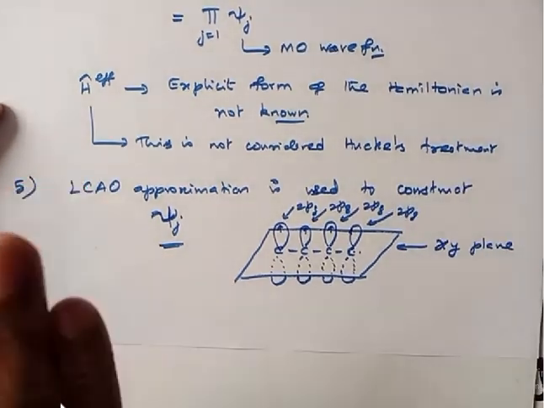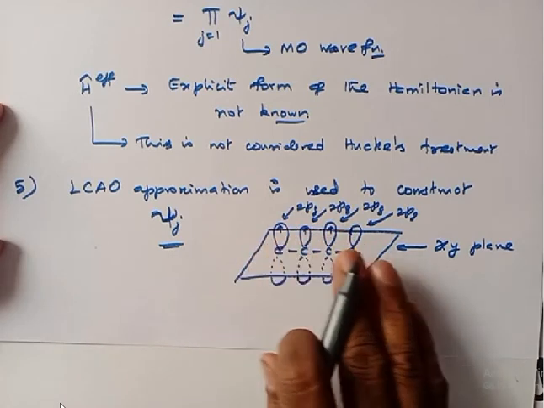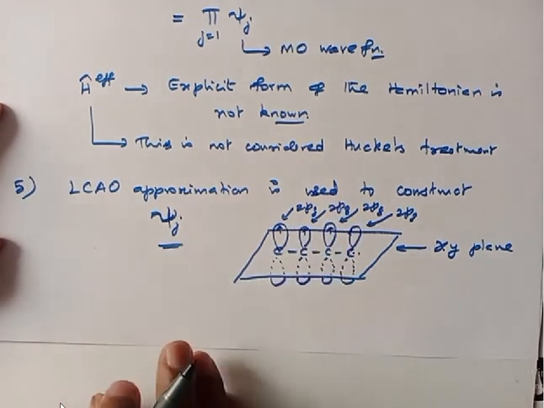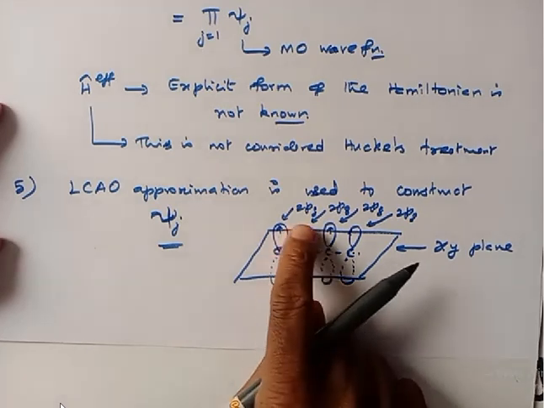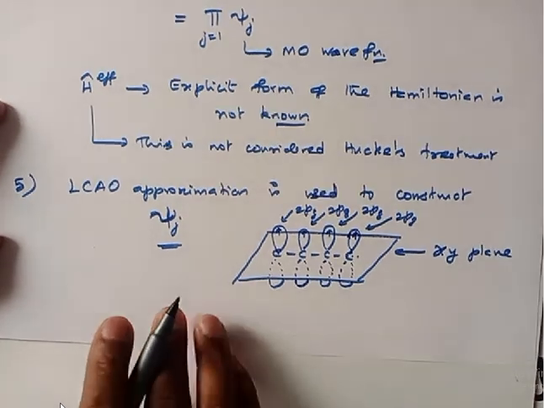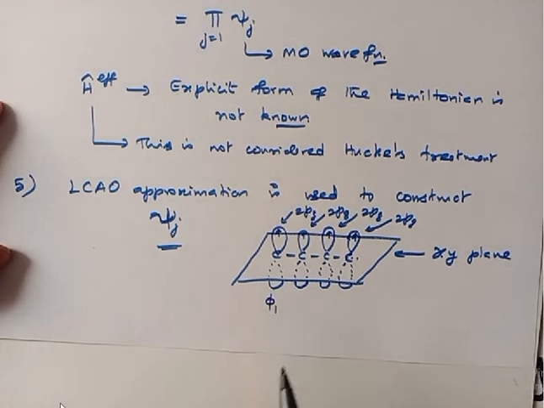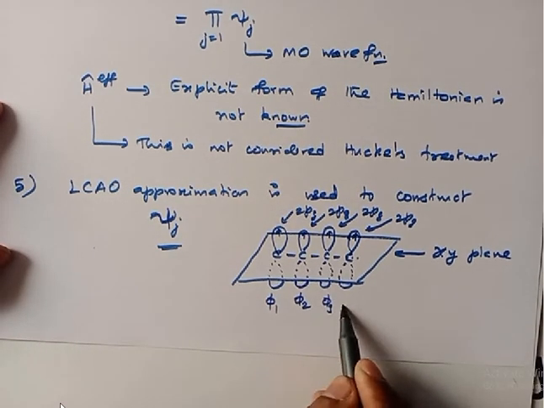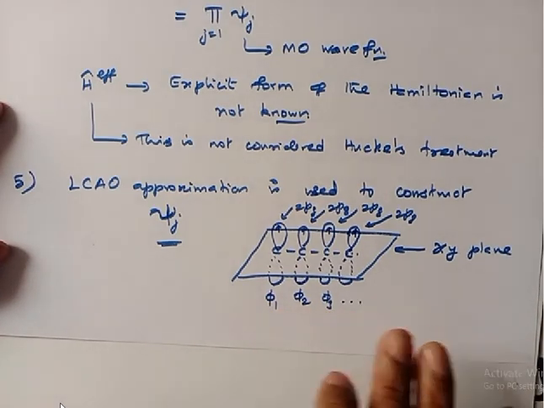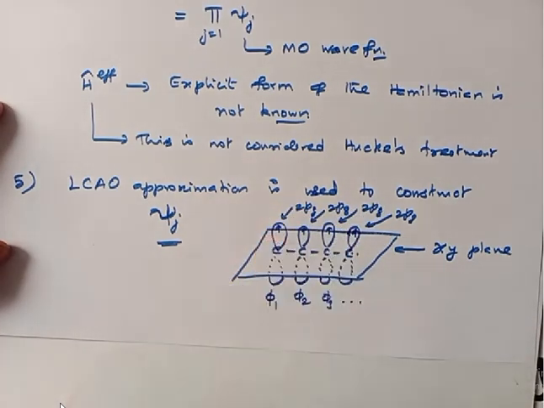Okay, let us start with the carbon atoms first. Assume that the pi electron conjugation exists only between carbon atoms. As we go along, we'll introduce the heteroatoms also. So these are all 2pz atomic orbitals of carbon atoms. Now the wave functions of these 2pz orbitals are represented as phi1, phi2, phi3, phi4, etc. These are wave functions for the 2pz atomic orbitals of carbon atoms.